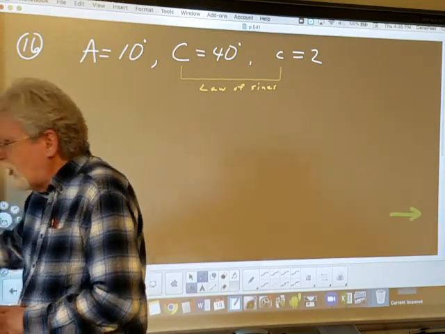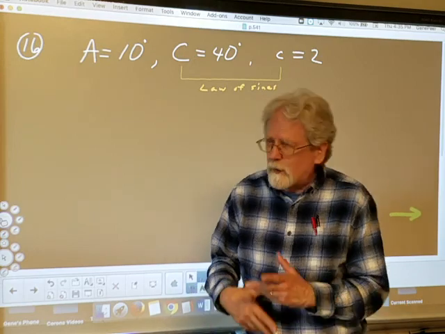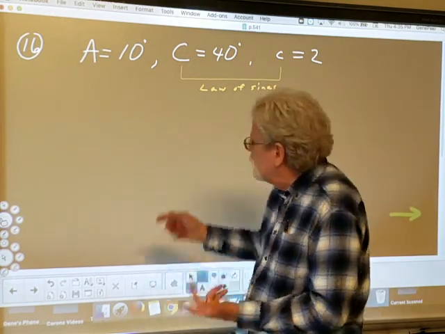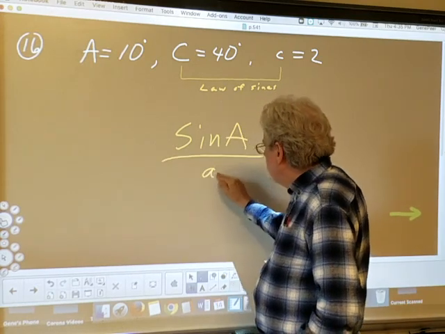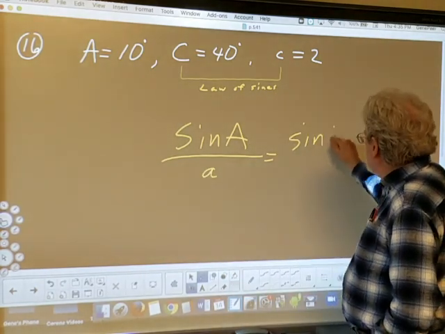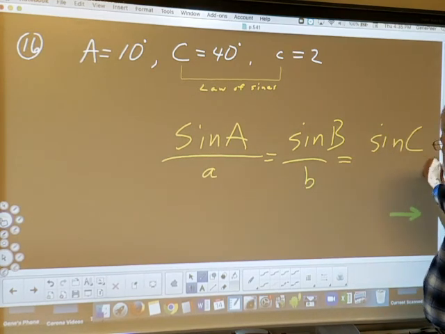We're going to use law of sines. What's the law of sines say? And yeah, you have to know the law of sines. But the law of sines is really easy once you get used to it. Law of sines says sine of A over a equals sine of B over b, which equals sine of C over c.